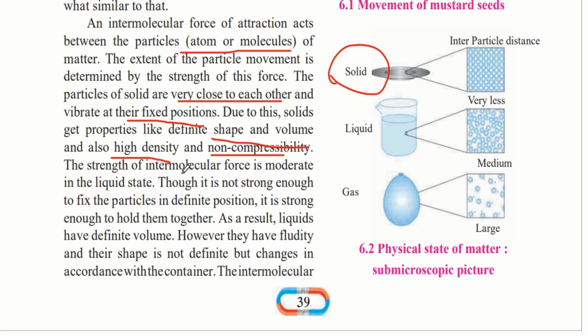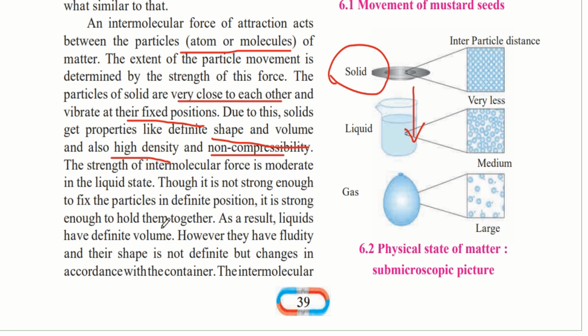The strength of the intermolecular force is moderate in the liquid state. So now when it changes from solid to the liquid state, the strength of the intermolecular force decreases, and therefore you can see certain spaces are present between all the particles and they are not stuck together tightly as they were in the solid. Though it is not strong enough to fix the particles in a definite position, it is strong enough to hold them together. So these particles are not so far away that they will move away from each other. They are still together, but not as much as they were in solids.